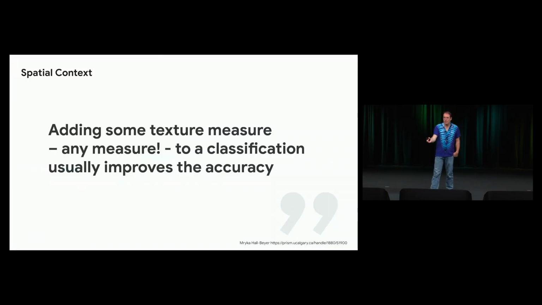All right, moving forward, that was all about temporality. I found this quote in a PhD dissertation that I was reading, and it seems to be, in my experience, quite true. Any amount of texture that you can include in your classification typically makes it better. And there's a couple different ways to do texture metrics or texture in Earth Engine, and I'm going to show you a couple of them right now.